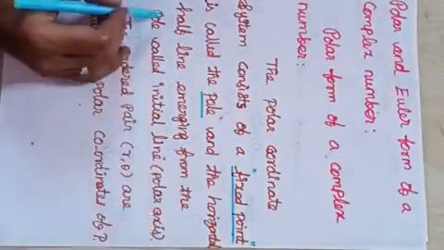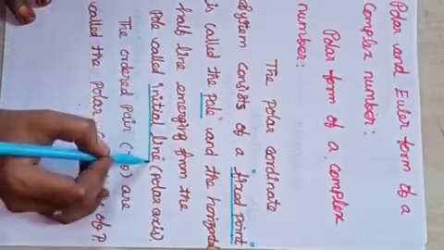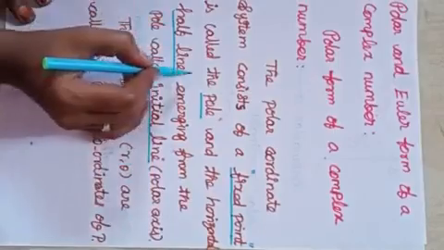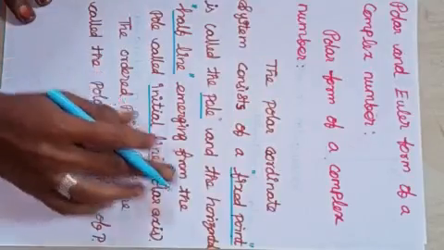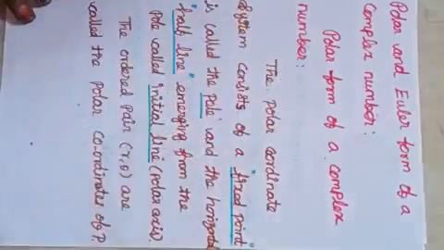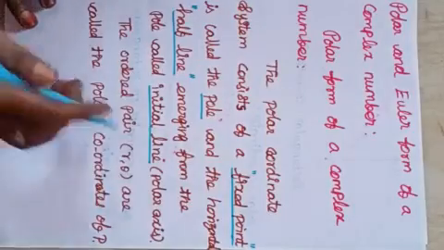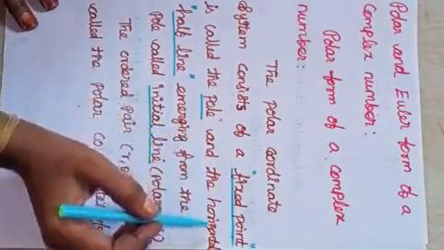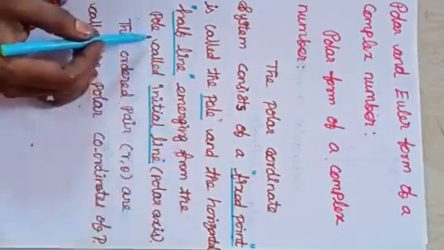And the horizontal half line emerging from the pole is called the initial line. What is it? A half line. That line is called the initial line. The fixed point is called the pole. Where? In the polar form of a complex number. Now see. And the horizontal half line emerging from the pole. What is the meaning of this?